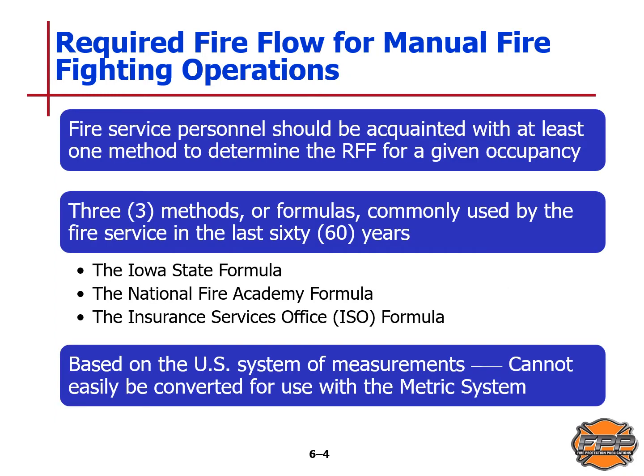Fire service personnel should be acquainted with at least one method to determine the RFF for a given occupancy. Three methods or formulas that have been commonly used in the fire service in the last 60 years are the Iowa State formula, the National Fire Academy formula, and the Insurance Services Office formula, or ISO formula. Now, it's important to note that these are based on the U.S. system of measurements, the imperial system, so they cannot be easily converted for use with the metric system. And we'll deal with that a little bit later in the chapter.